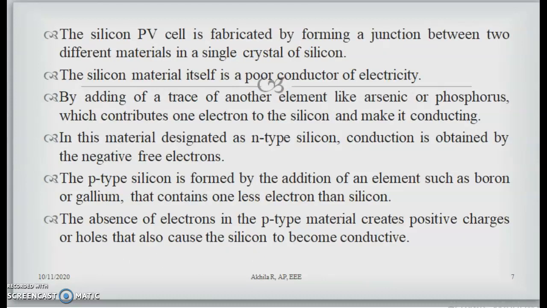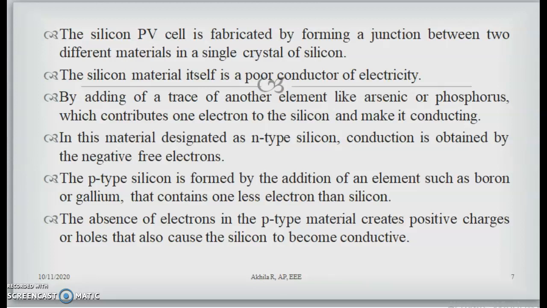So a silicon PV cell is fabricated by forming a junction between two different materials in a single crystal of silicon. Silicon as such, if you take, it is a poor conductor of electricity. So what we do is, we do the process of doping. Doping means to add impurities to it. So by adding a trace of another element like arsenic or phosphorus, which is going to contribute one more electron, it is made to a conductor.